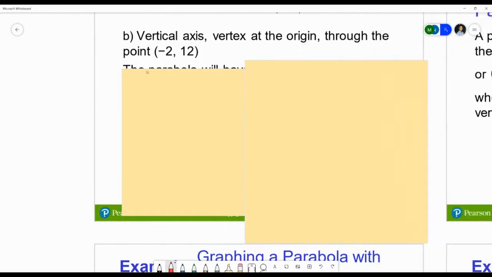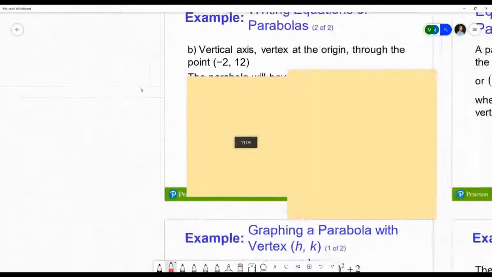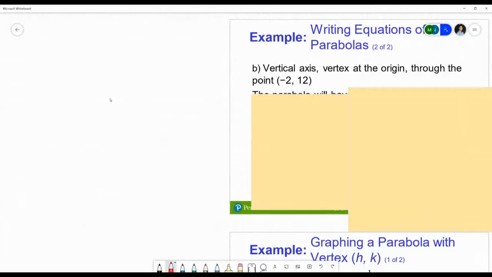All right, I want you to sketch the point over here and write the equation for me. You still there? Say something. Yes. Okay.